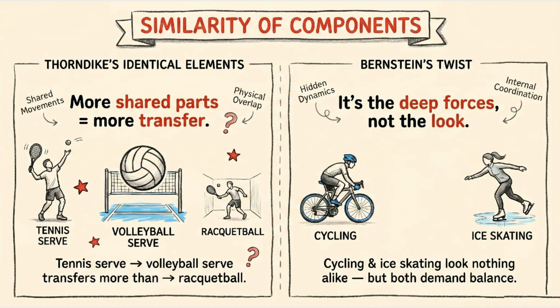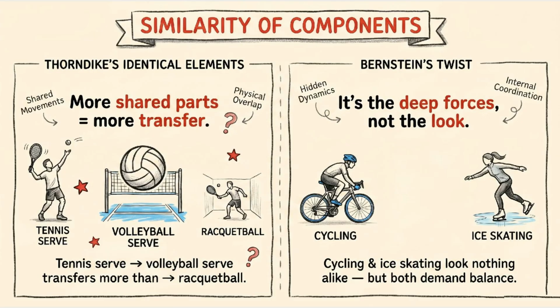The first hypothesis is the older, more intuitive one, and it traces all the way back to E.L. Thorndike at Columbia University in the early 1900s, his identical elements theory. The idea? The more 2 skills or 2 contexts share component parts, the more positive transfer between them. So, on a components view, you'd predict more transfer from the tennis serve to the volleyball serve than to the racquetball serve, because the tennis and volleyball serves share more movement parts. And context counts too. A rehab protocol that has the patient practice walking in their actual home environment will transfer better than one that stays locked inside the clinic.